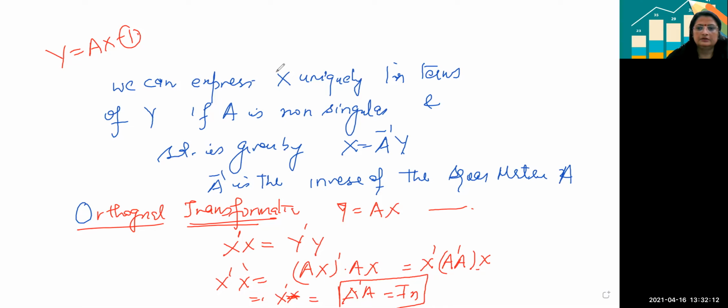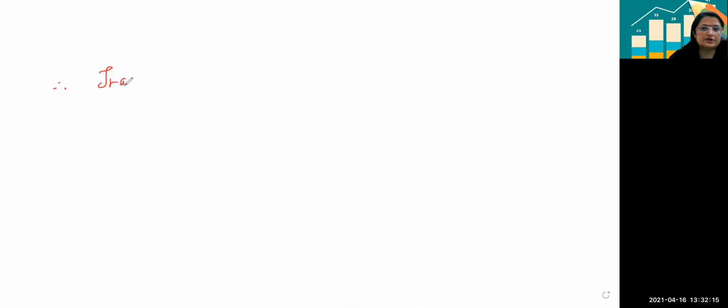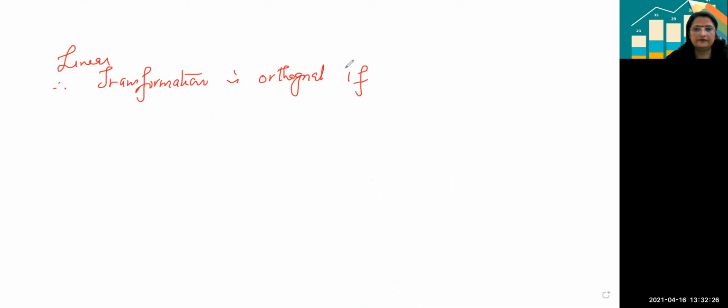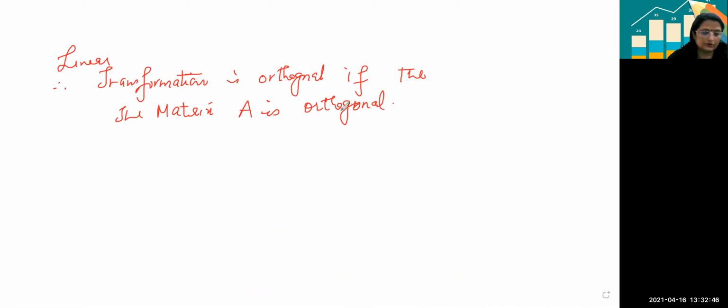Therefore, the linear transformation is orthogonal if the coefficient matrix A is orthogonal, that is, when A dash A is equal to In. Okay? We will elaborate it more.